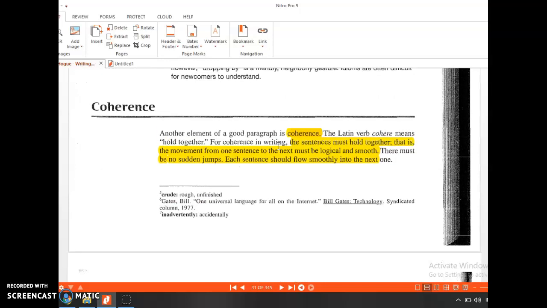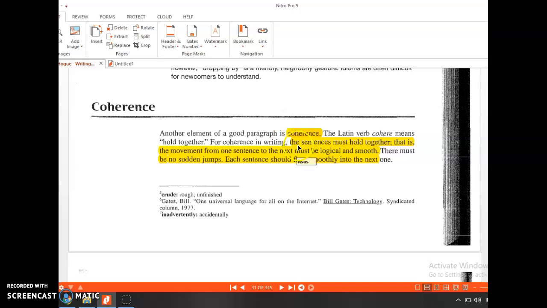Now after talking about unity, we're talking about coherence. So when you are writing something, you must consider the coherence of your writing. But maybe you are confused about what coherence means. Okay, so here, another element of a good paragraph is coherence. Okay, what does it mean?